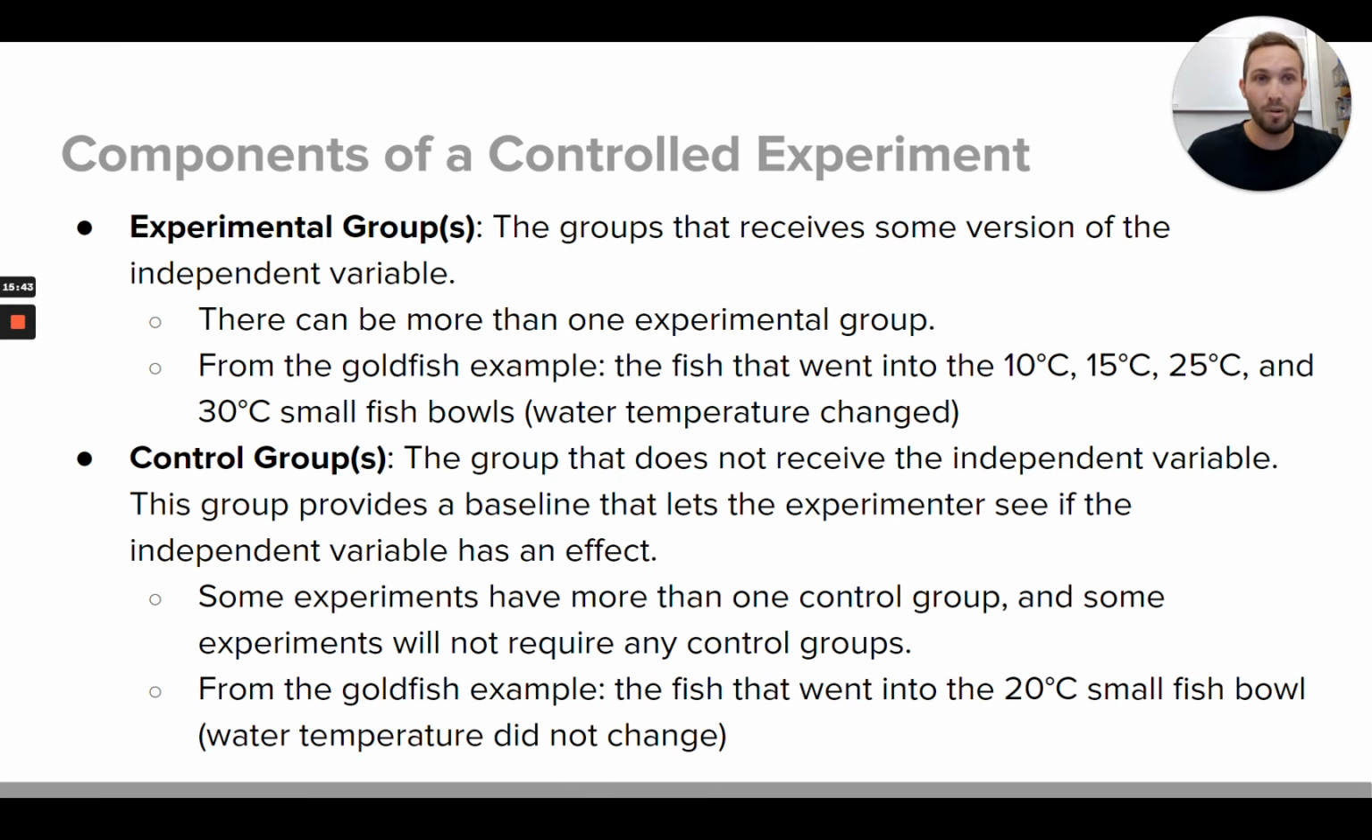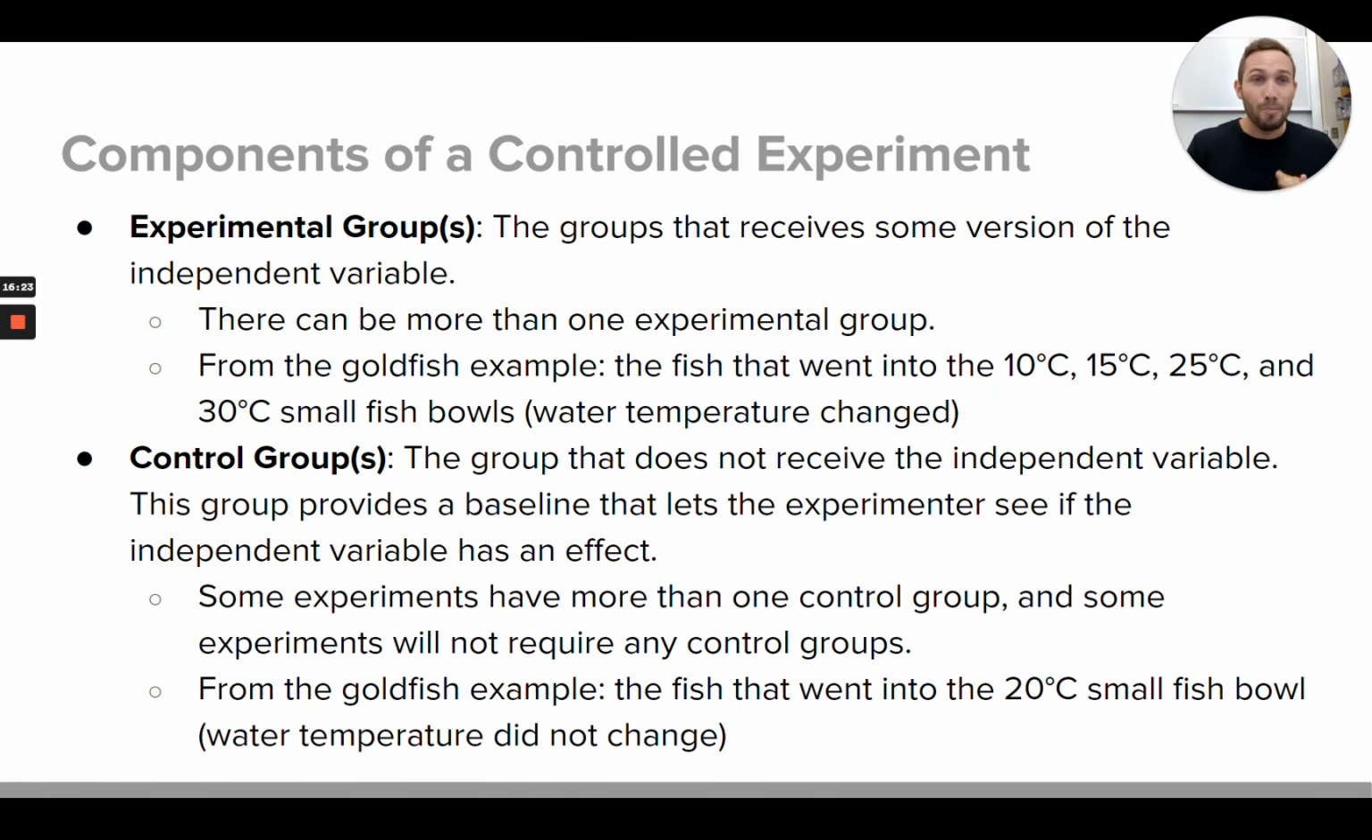Now, a control group, you might already be thinking ahead, that's a group that does not receive the independent variable, or you're not going to manipulate the independent variable for that group. And so this group is going to act as a baseline that lets the experimenter see if the independent variable actually had an effect on the data. And again, just like experimental groups, some experiments will have one control group, sometimes they'll have multiple control groups, and then sometimes, not very often, you might not need a control group, or you can't really set up a control group. But most of the time, there's going to be a control group, one or more control groups.